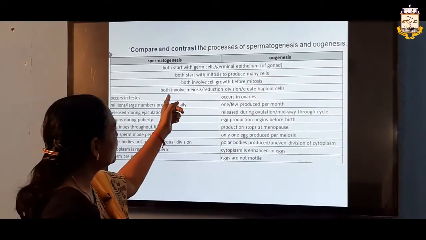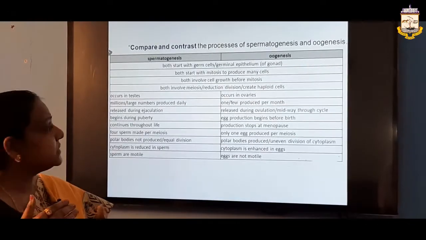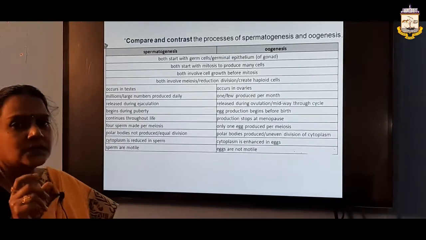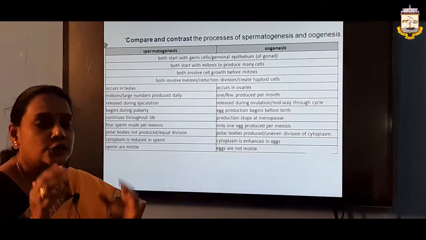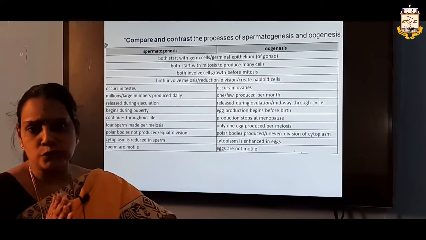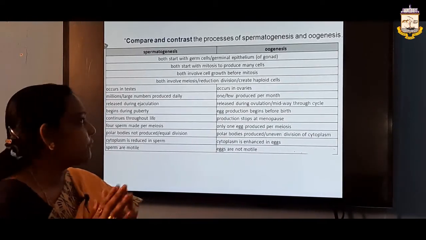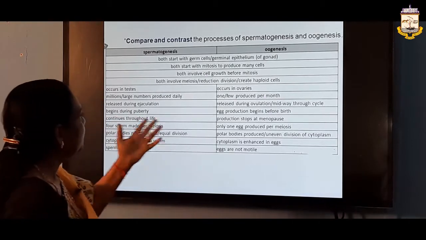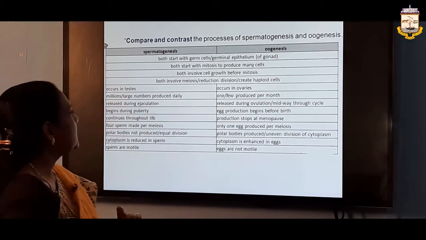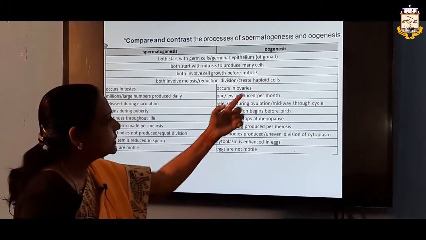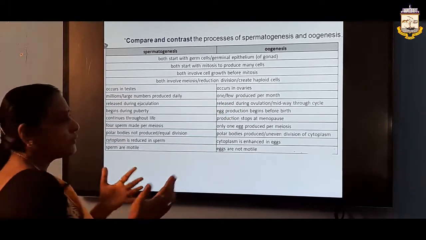Next one, both involve meiosis. That means the reduction division to create the haploid cells. Mainly this has to create the haploid cell to restore the normal number of chromosomes. That means the parental combination should be restored, isn't it. Now, the differences. Spermatogenesis occurs in the testes and oogenesis occurs in the ovaries. You know that pretty well.